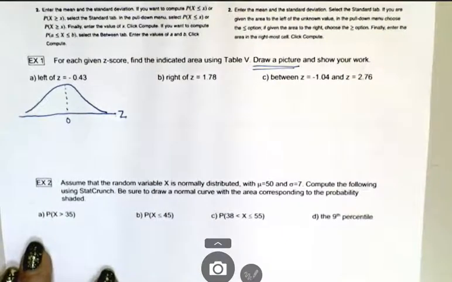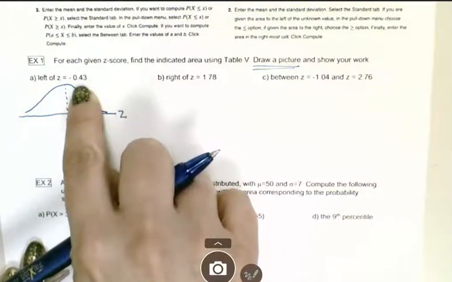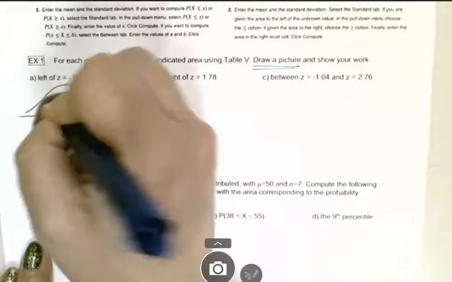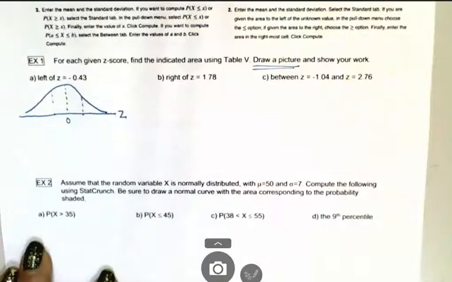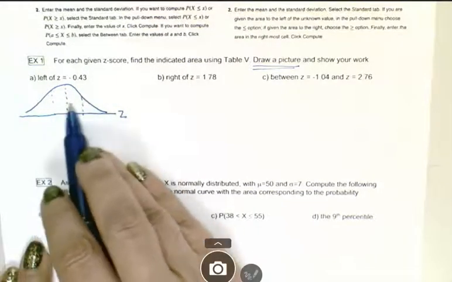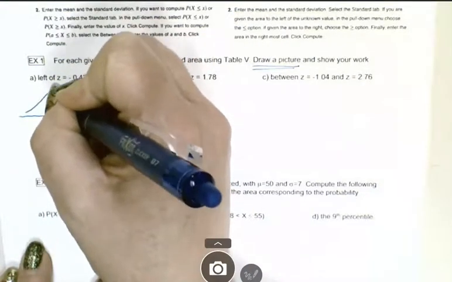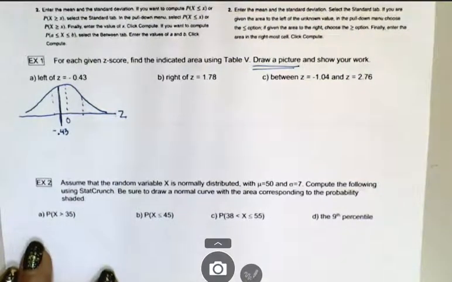You do not have to label all of the standard deviations, but you do need to make sure that you put the actual given value in an actual place where it would be located. So on a standard normal curve, the standard deviation is 1, which means even though I don't need to label this, one standard deviation away would be at -1. So I'm not quite going to be there, and I'm just going to label this negative 0.43. And then the other part of the picture is the shading. You shade the area in question.